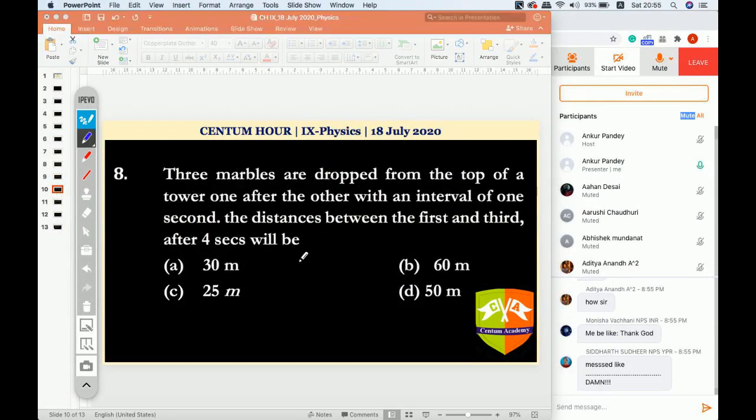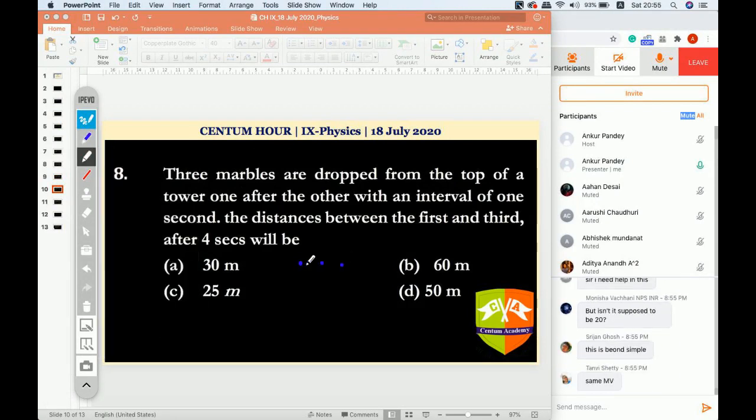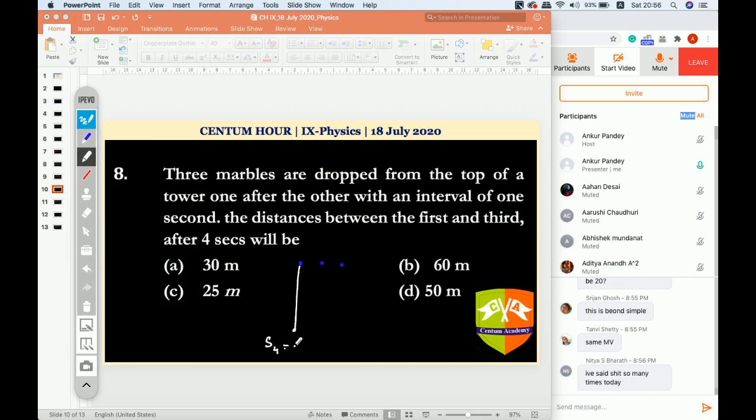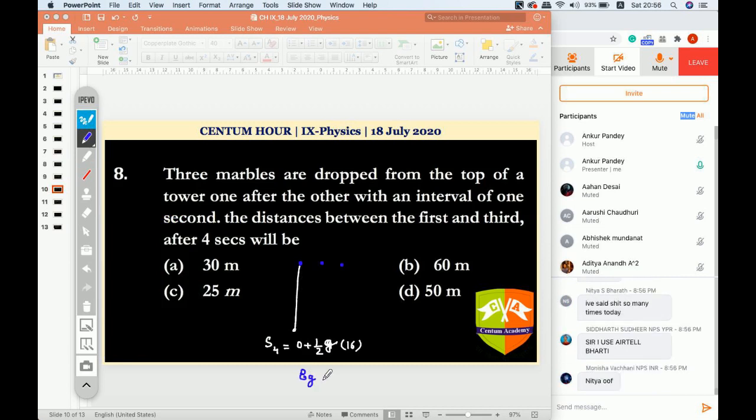Three marbles are dropped. Okay, first, second, and third. Clear? First one at t equal to 0 in 4 seconds will cover ut plus half a t square, 8g. Yes or no?